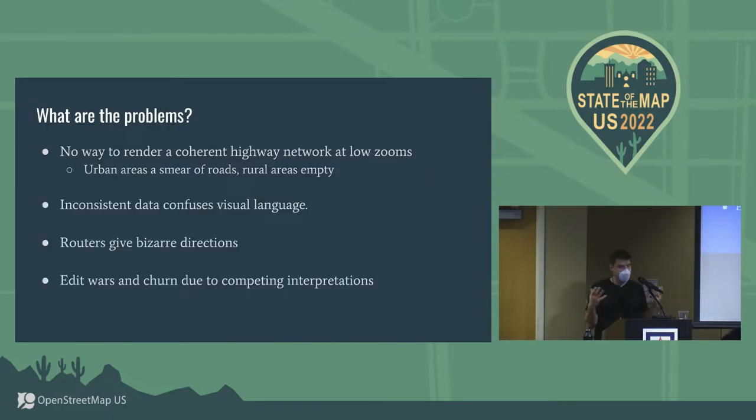As I alluded to, there's no way to render a coherent highway network at low zooms without showing way too many roads in urban areas. From the routing perspective, I've been trying to use OSM data for all of my personal driving directions just to make sure it works, and it didn't. My router was diving me off through city centers rather than sticking to the main highway as it should have. And when we don't have consistent classification, we end up getting into churn and edit wars because mappers have different interpretations of what road class to apply.